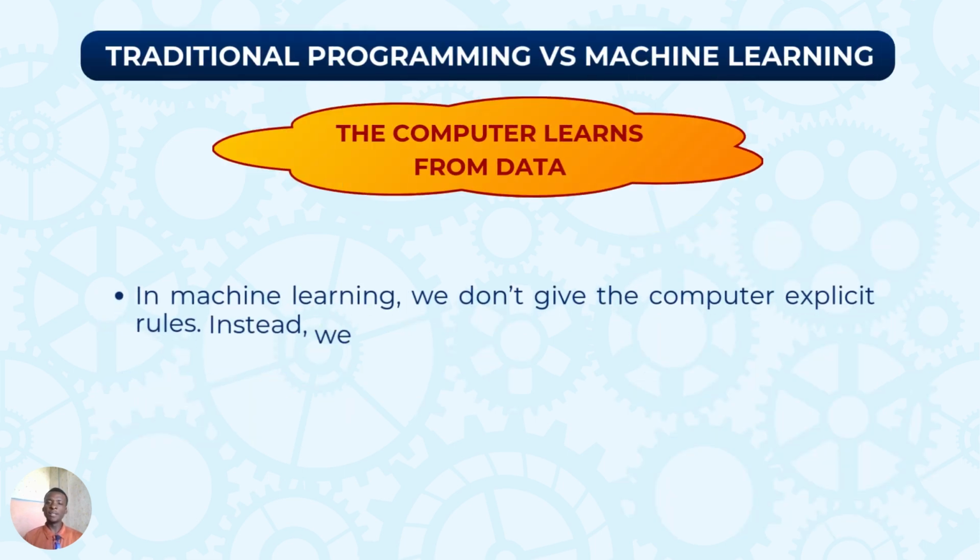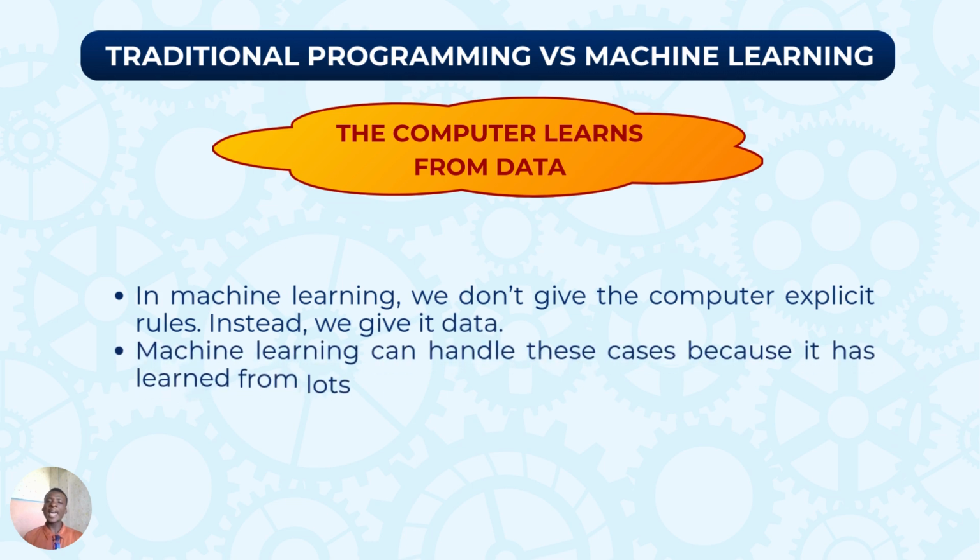In machine learning, we don't give the computer explicit rules. Instead, we give it data. The computer looks at the images and starts learning what makes a cat different from a dog based on patterns like the shape of ears, size of the nose, or the texture of the fur. Now, when Musa encounters an animal that doesn't perfectly fit the old rules, the computer still knows what to do.